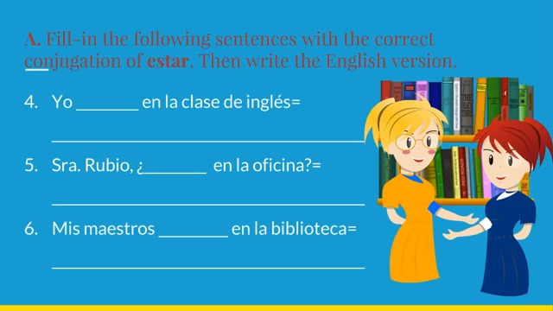So, número 4, we have: Yo estoy en la clase de inglés. I am in English class, or in the class of English. Número 5 is the one I asked you to be careful on. So be really careful here. This comma and question mark sequence indicates that you're talking to Señora Rubio. So you're not talking about her, you're talking to her. So if you need to adjust something, go ahead and pause and adjust it right now.